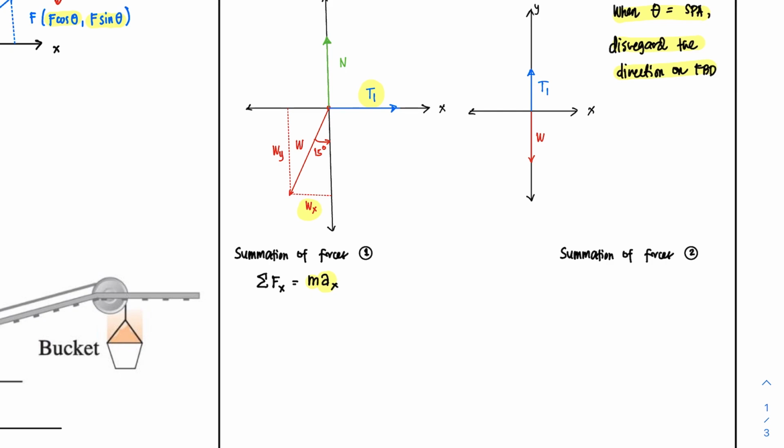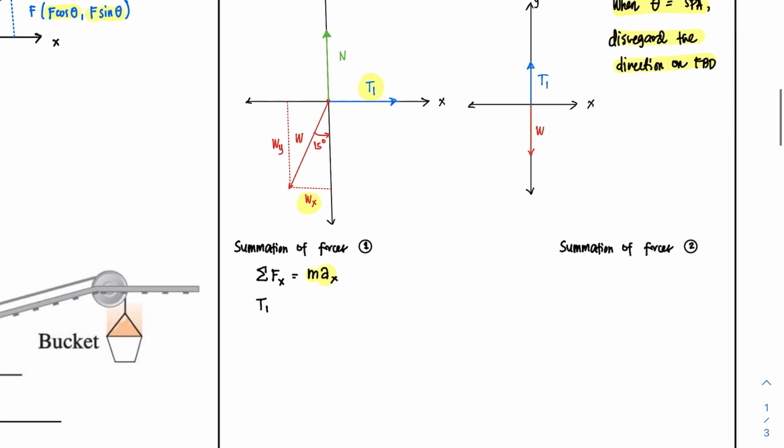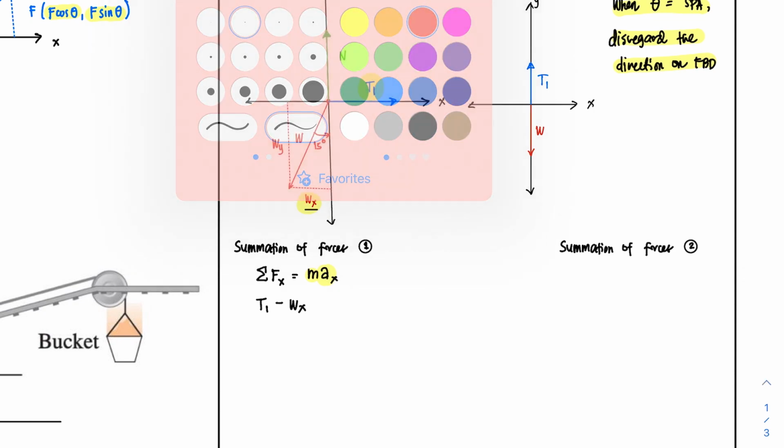I highlighted already the forces which are along the x component or x-axis. Firstly, you have your T1. I'm going to write T1, and T1 has a positive sign because the force T1, this one over here, is directed towards the positive x-axis. Now, take special note of this one. The other force that has a component along x is your W sub x. Normally you should write minus W sub x. But I will not do it because of this.